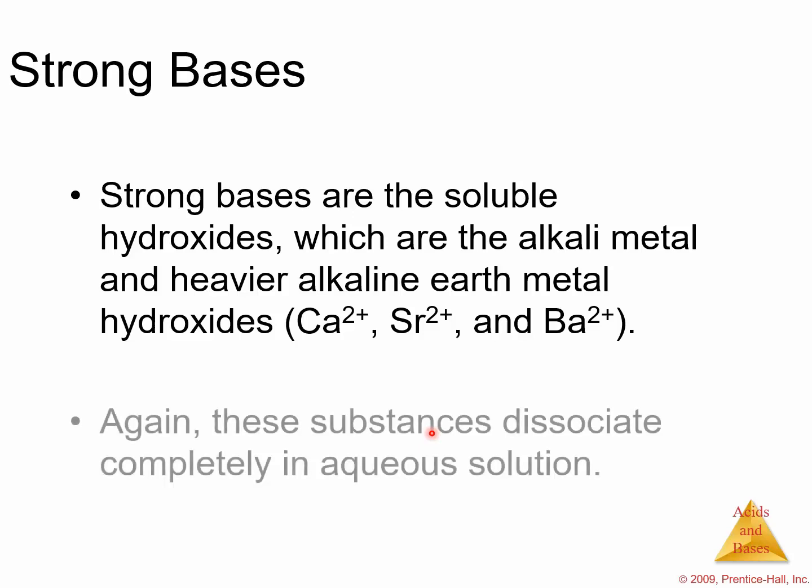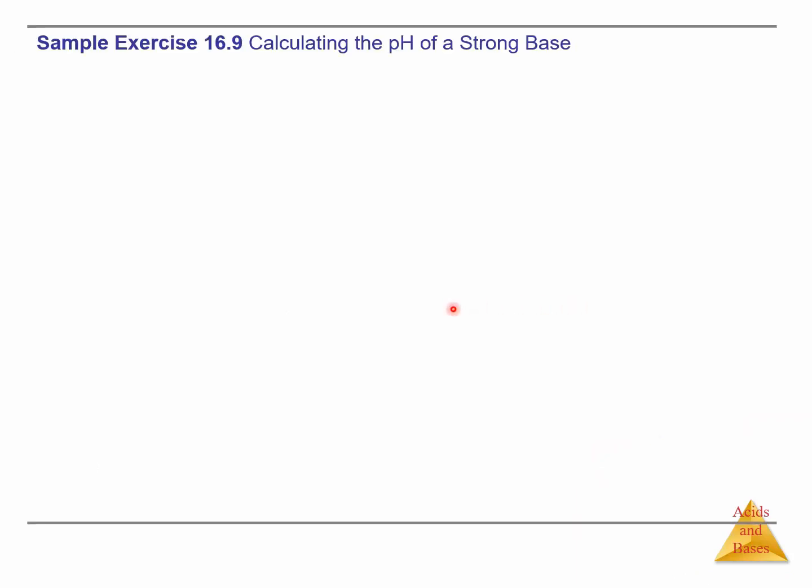Now, strong bases. Strong bases are the soluble hydroxides, which are the alkali metals and heavier alkaline earth metals hydroxides: calcium 2+, strontium 2+, and barium 2+. Again, these substances dissociate completely in aqueous solutions. Now, calculating the pH of a strong base.